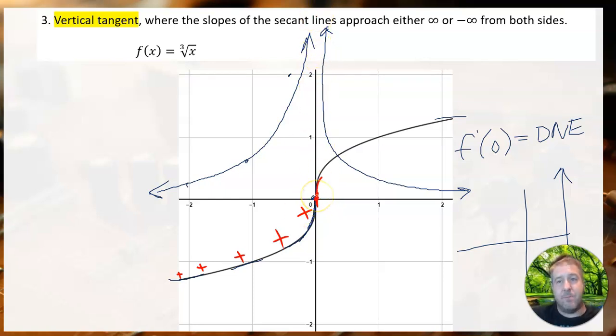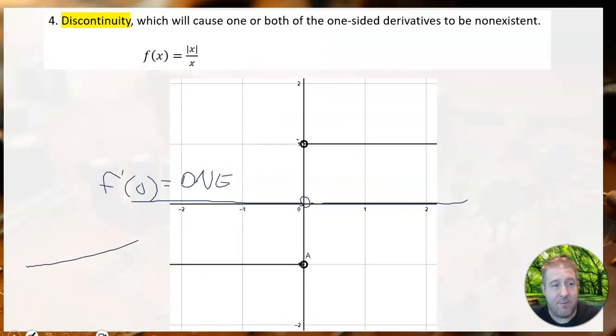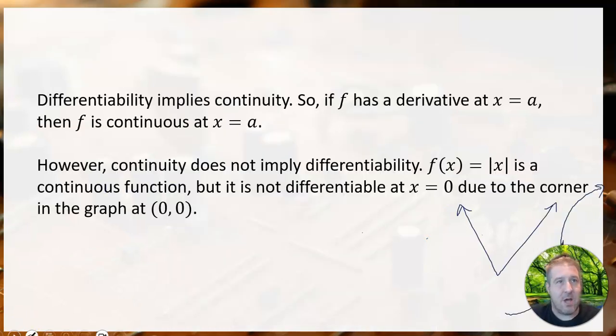Because both sides are approaching x equals zero, but it doesn't actually ever hit it. It's a vertical asymptote right there. So basically what we've just learned is that a function must be continuous in order for it to be differentiable. That is actually one of the main requirements. If it's not continuous, then it cannot be differentiable. All right, I think that pretty much covers them all.